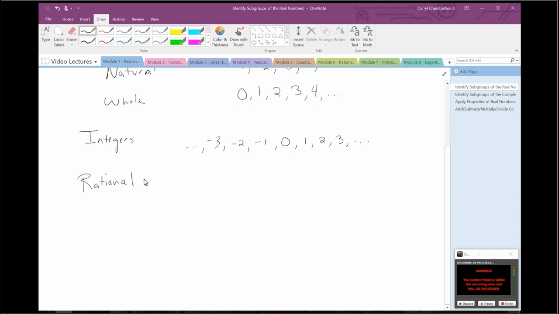So I can't list out all of the rational numbers, but I can write what they look like. They look like a over b, where a and b are integers. And, very important, b is not 0, because dividing by 0 is not a real number. So in their fraction form, it's an integer divided by an integer.